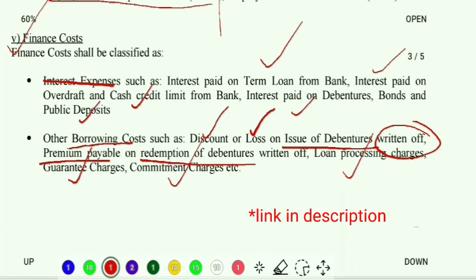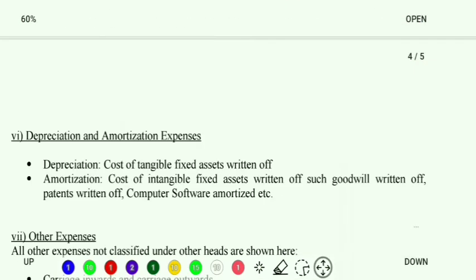Okay, let's move forward. Next, we have the sixth subheading, that is depreciation and amortization expenses. Now, we all know depreciation is in relation to the tangible fixed assets, right? But if we have intangible fixed assets, then we use the term amortization. Let's read what's written here. Depreciation, cost of tangible fixed assets written off. And what is for amortization? Cost of intangible fixed assets written off. Like if we are writing off goodwill, if we are writing off patent, or there is any computer software amortization, right?